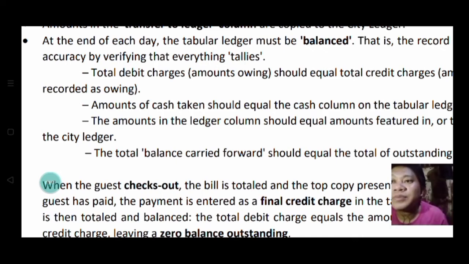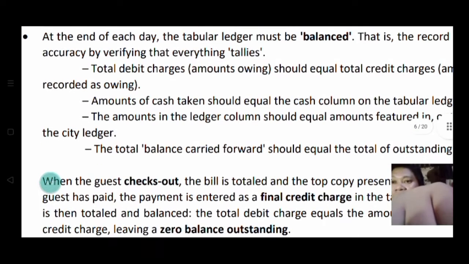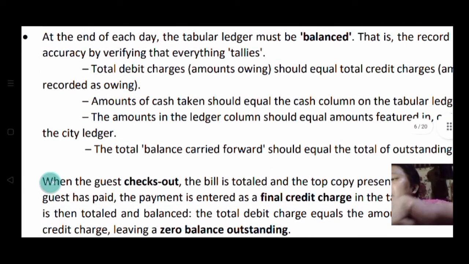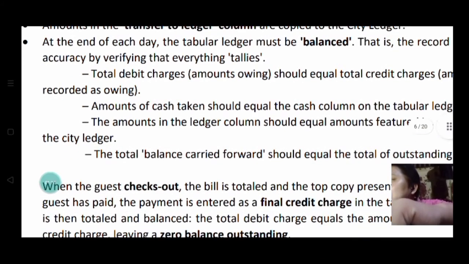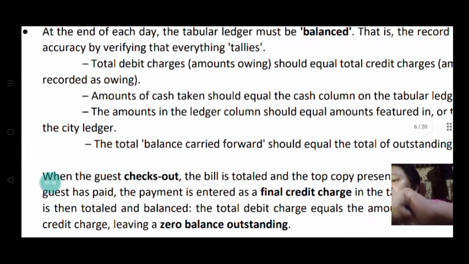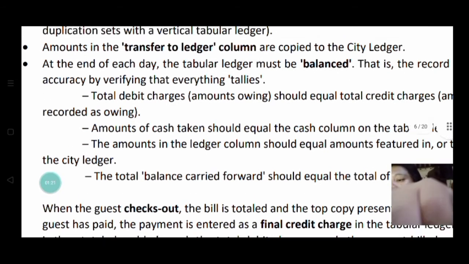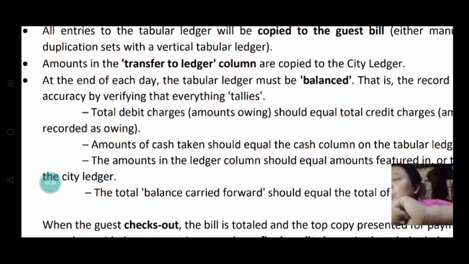At the end of each day, the tabular ledger must be balanced. That is, they record accuracy by verifying that everything tallies. When doing the tabular ledger, both the credit and debit sides must be balanced or equal. They must check to see whether it balances or not. This leads to proving that they are doing their job accurately.